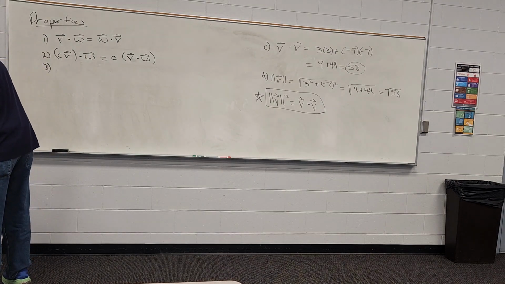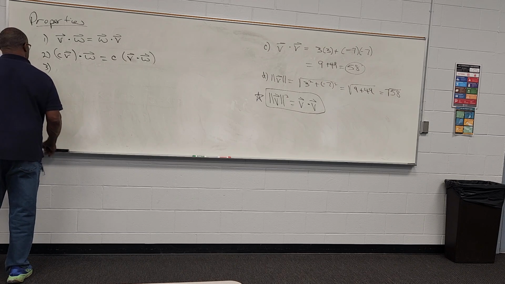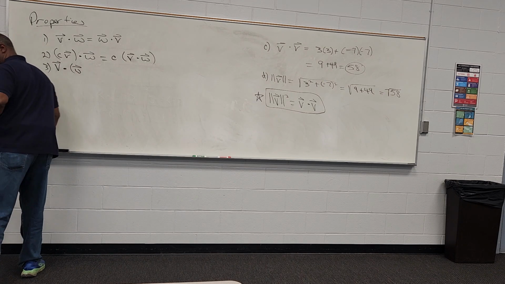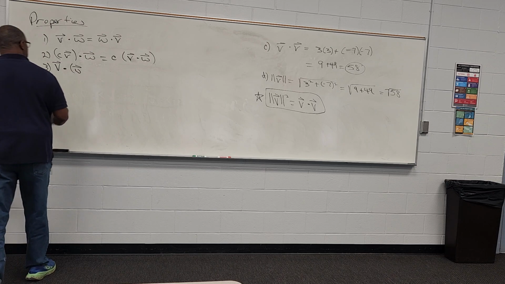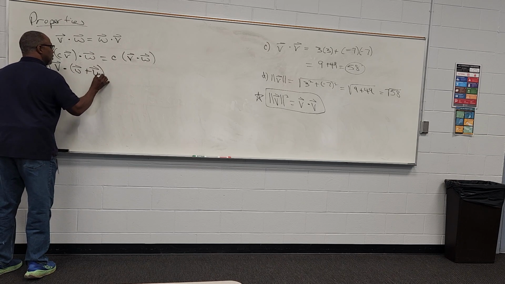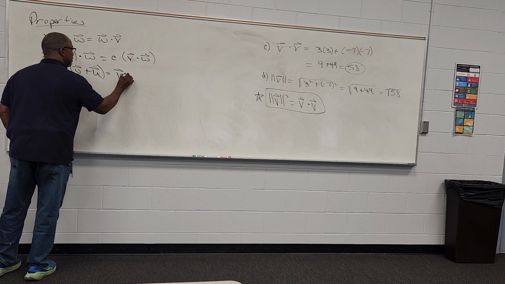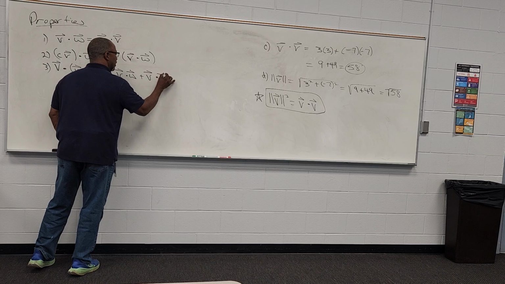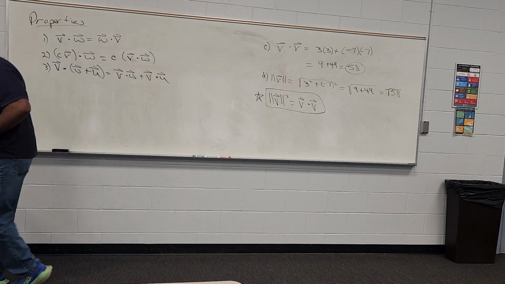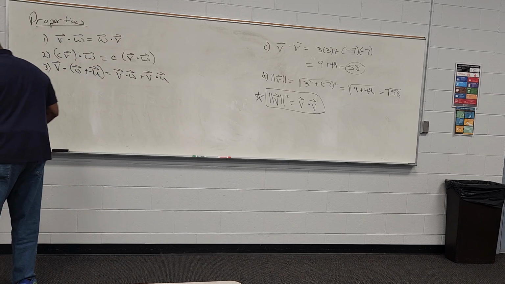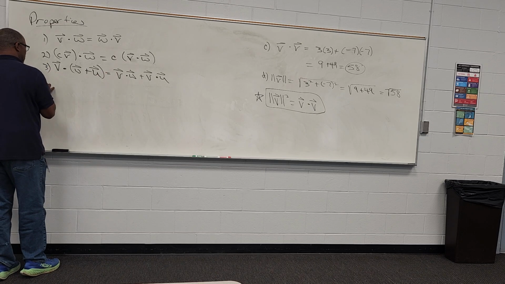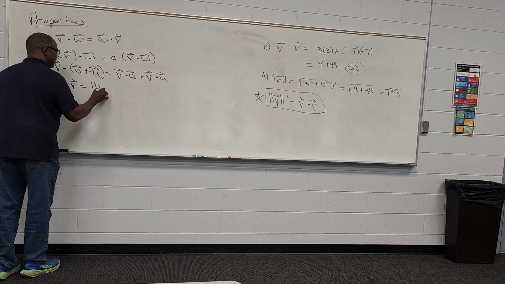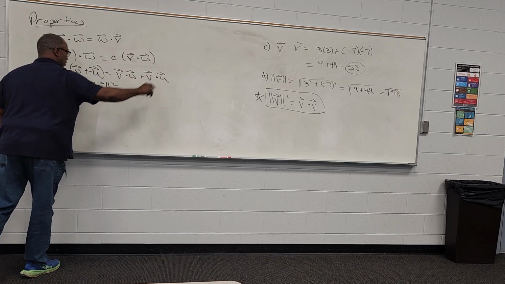Third property, they say v dot w plus u. Well, that's v dot w plus v dot u. Number four is v dot v, the one I just showed you. You take a vector and dot it with itself. That's the same thing as the norm of v squared. That's the one we just talked about.